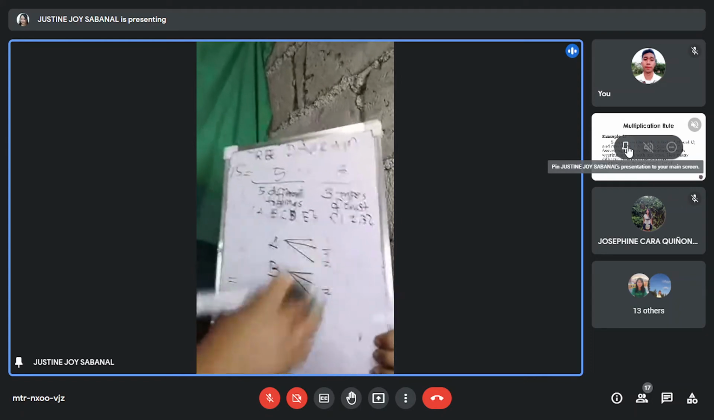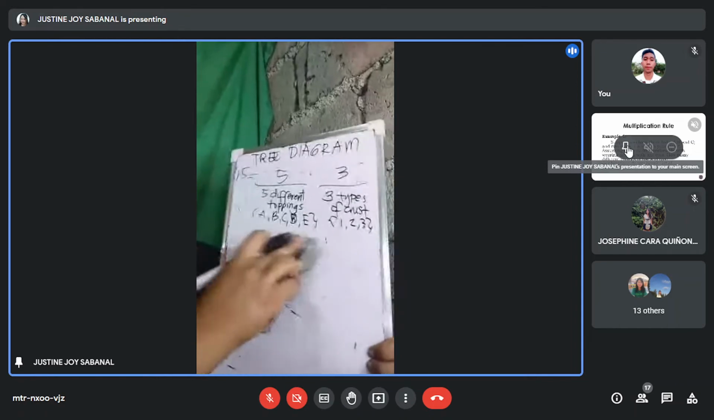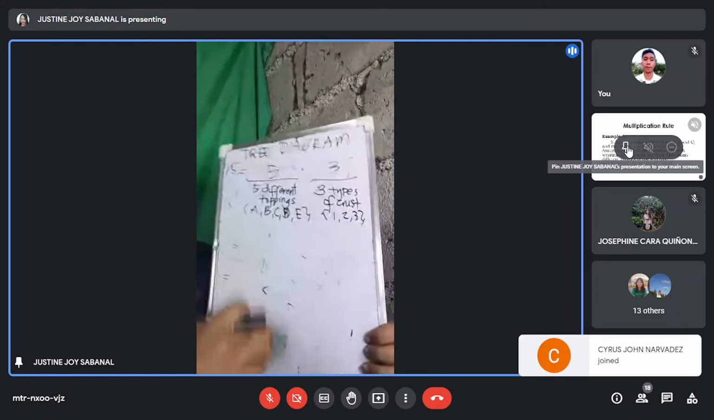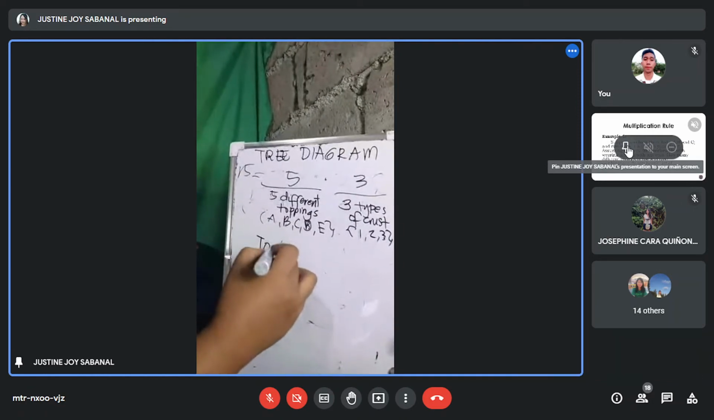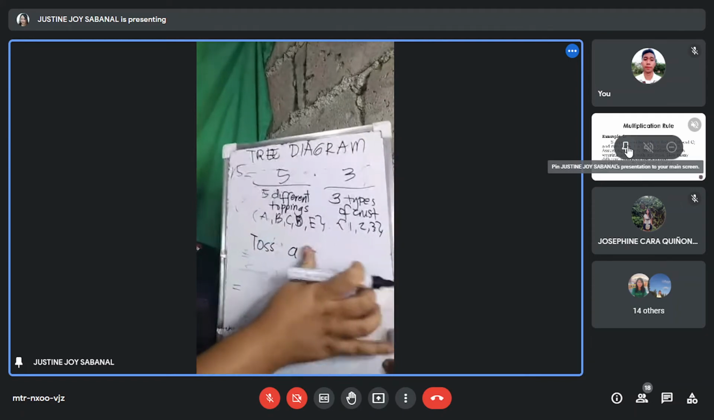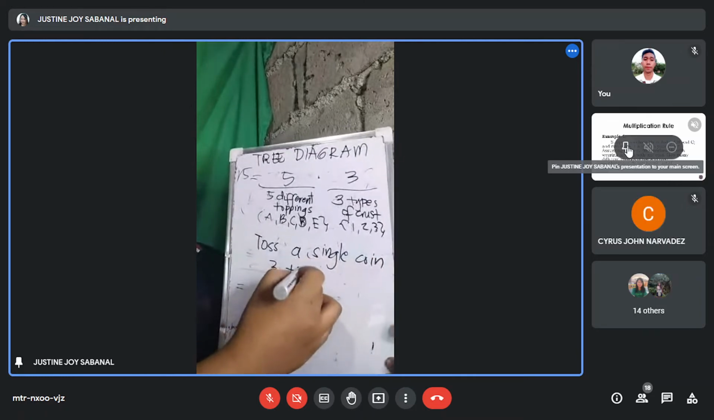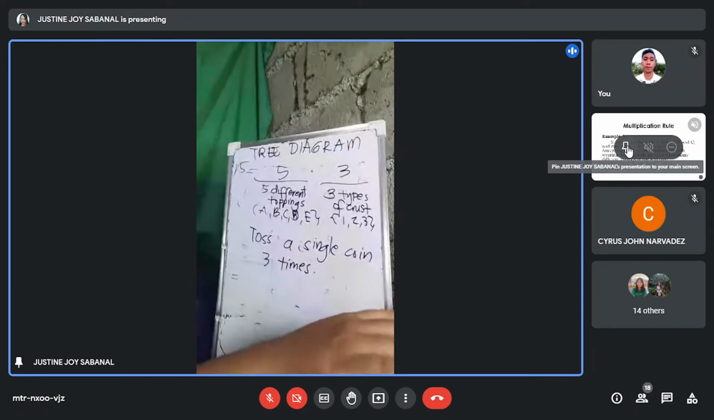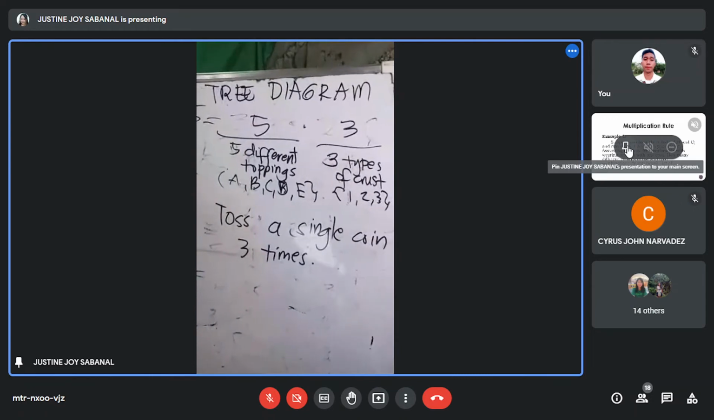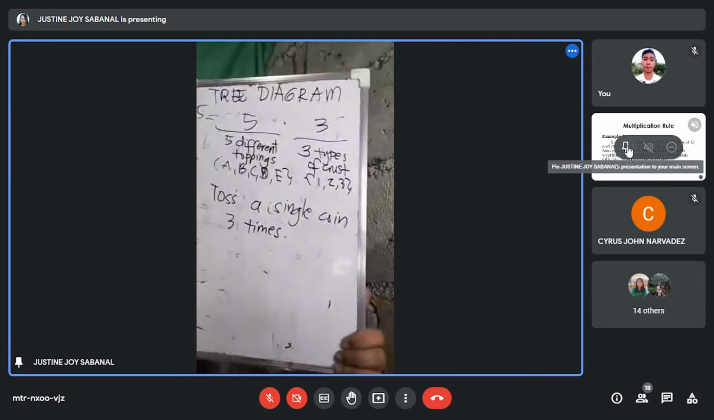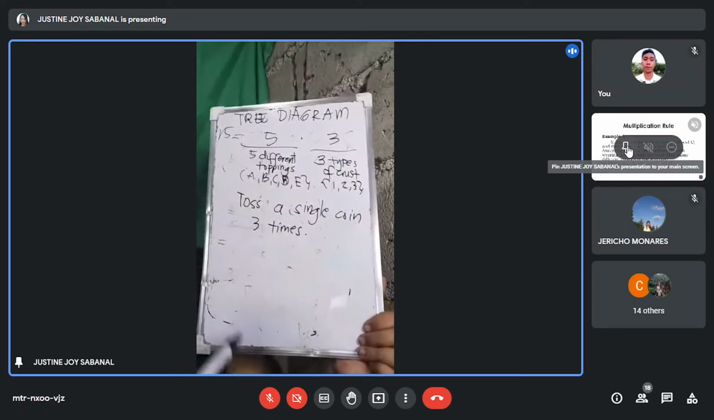So, paano pag ganito yung experiment? You have to toss a coin 3 times. So, how many possible outcomes are considered po? Toss a single coin. So, how many possible outcomes? Six po. 6 ba? So, check natin.